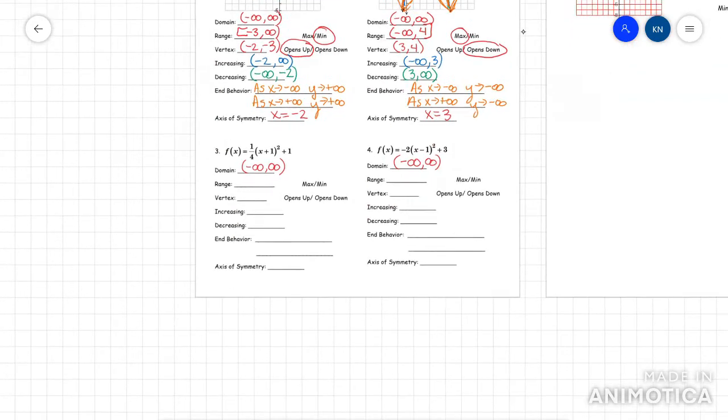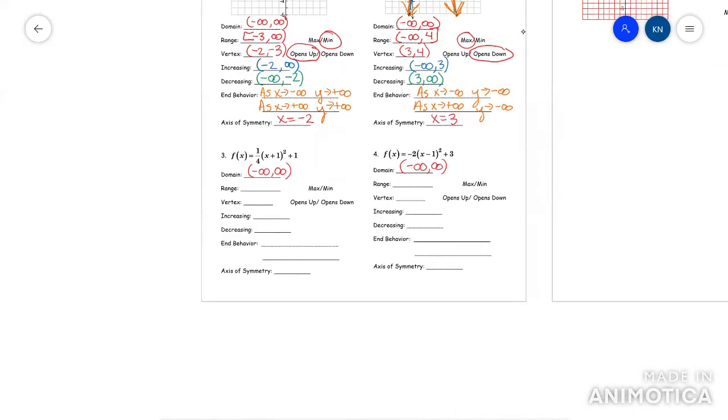Okay, number 3 is where it gets a little trickier because they don't give you the graph. Well, they give you enough information. They give you your vertex, which is at -1, 1. So if you imagine a graph, at -1, 1 is my vertex. And then this right here, this 1/4 is all the other information that you need, because since it's a positive number, it means this graph is going to be opening up.